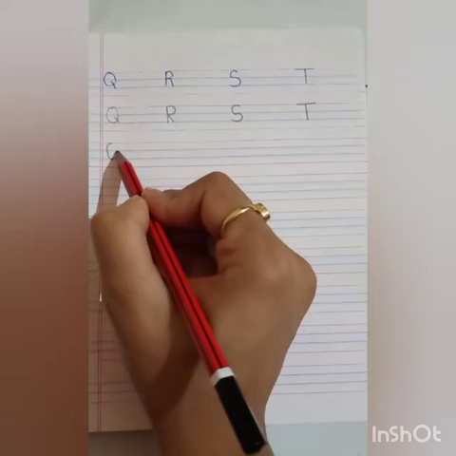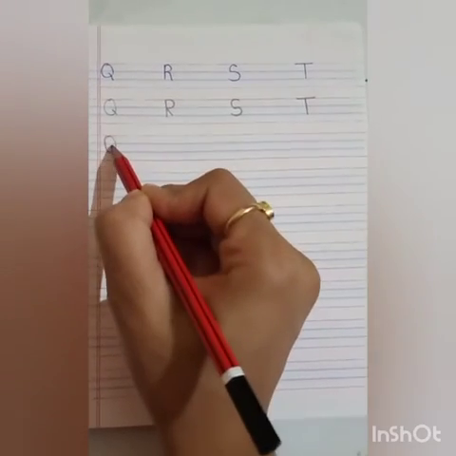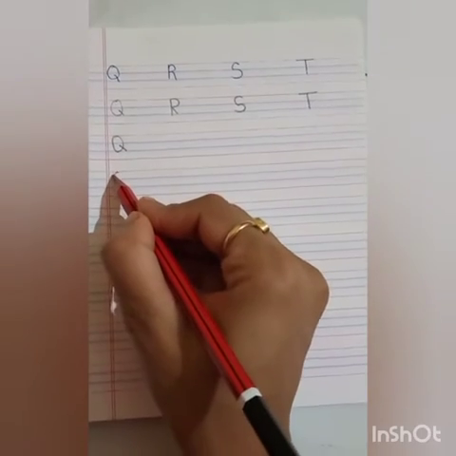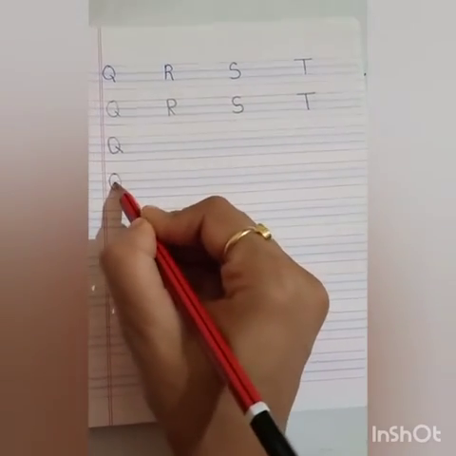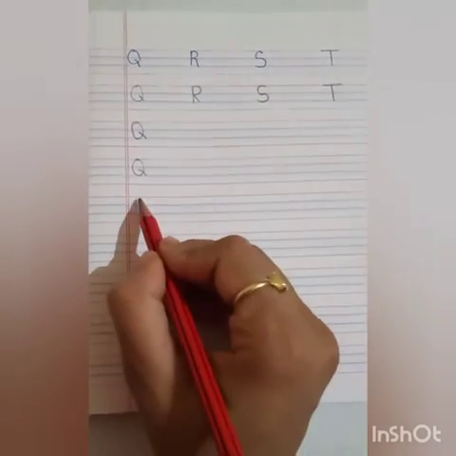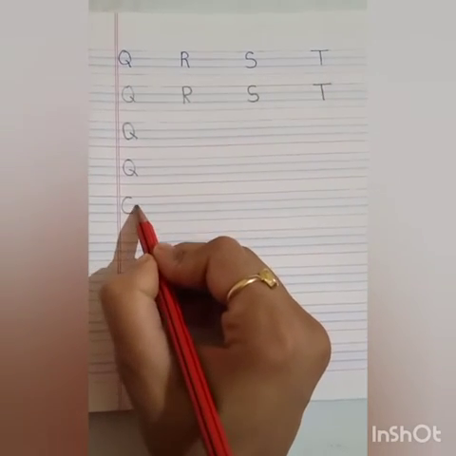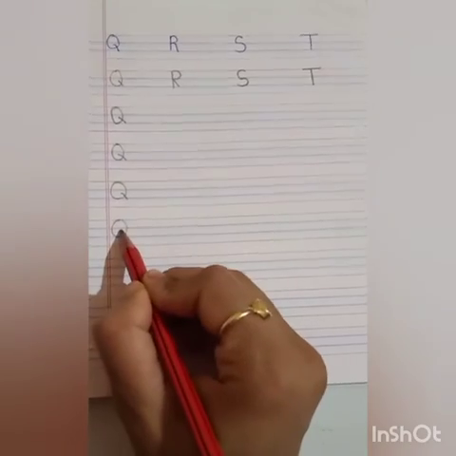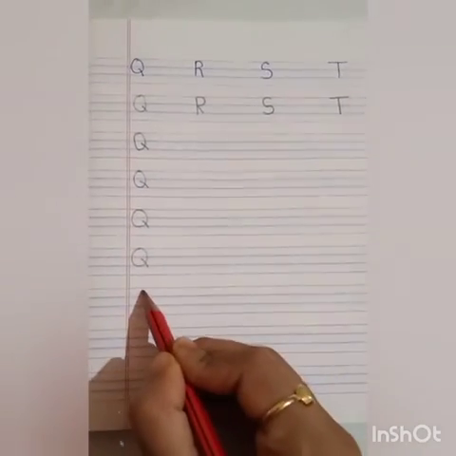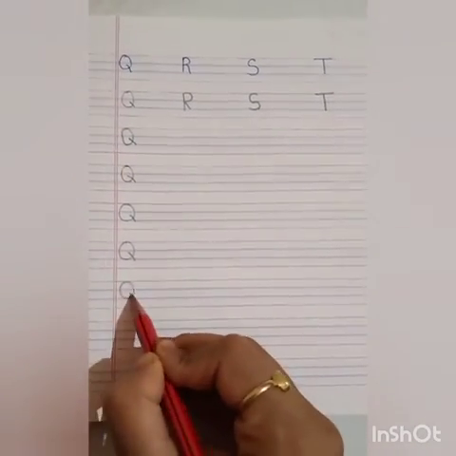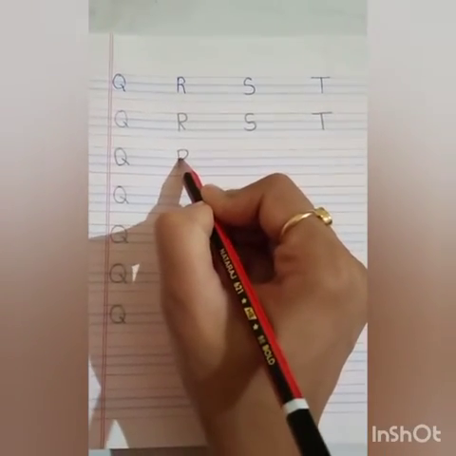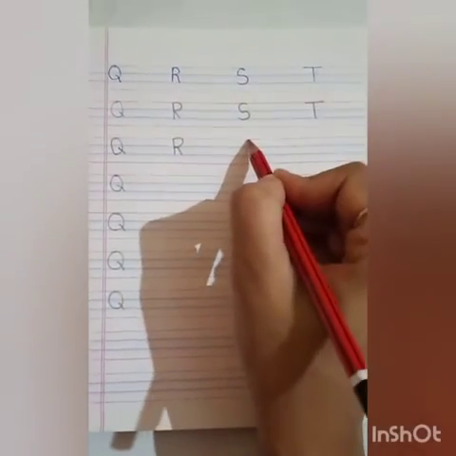Make a circle all the way around. Q. Letter Q. For R, we'll make a standing line, curve, slanting line.